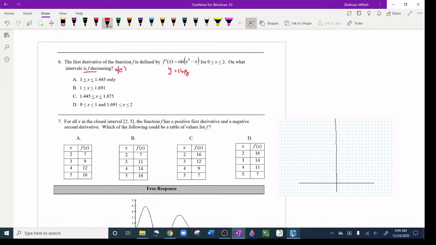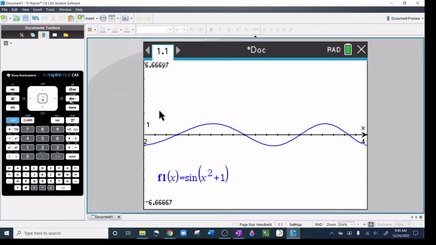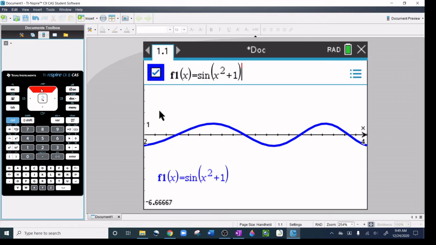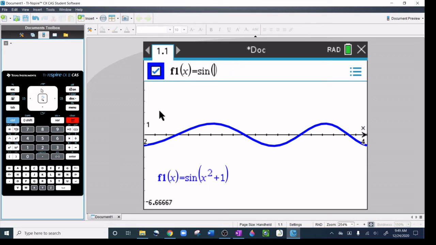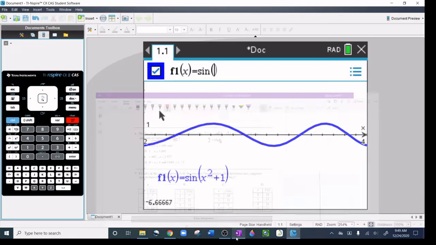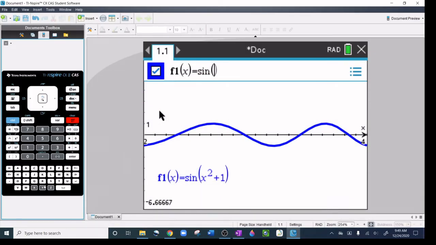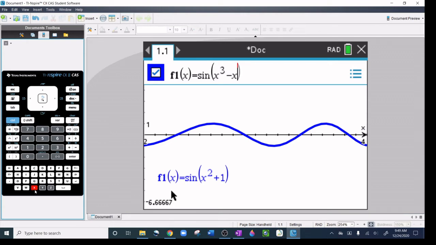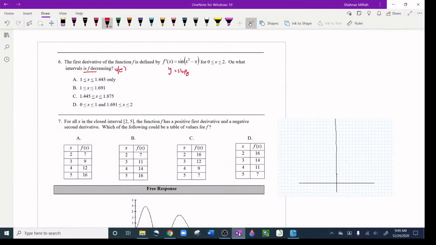So I'm going to go back to my calculator, and let's see the tab. We go to that tab and I delete this. Is it sine? I forgot the number. Sine x cube sine. This is x to the power 3, and move the cursor, and it's minus x. I think it's minus x. I'll check back. Yes, it's minus x.